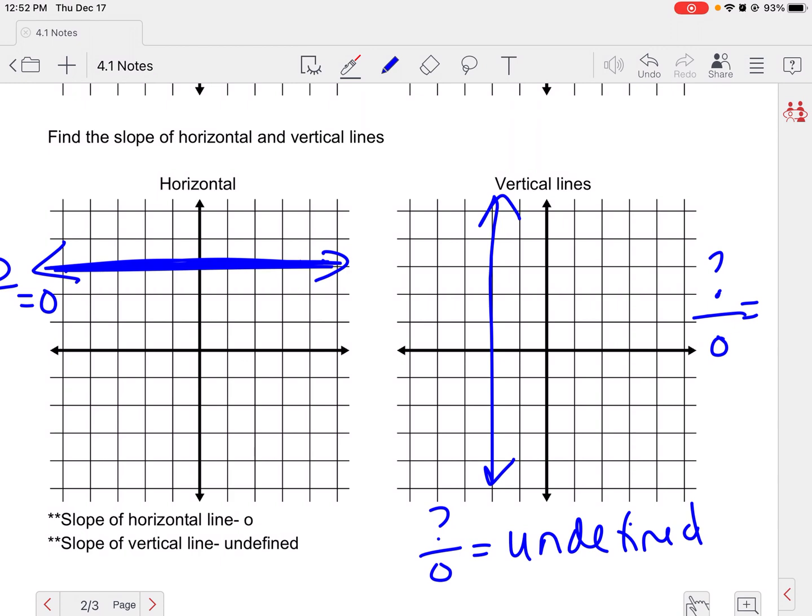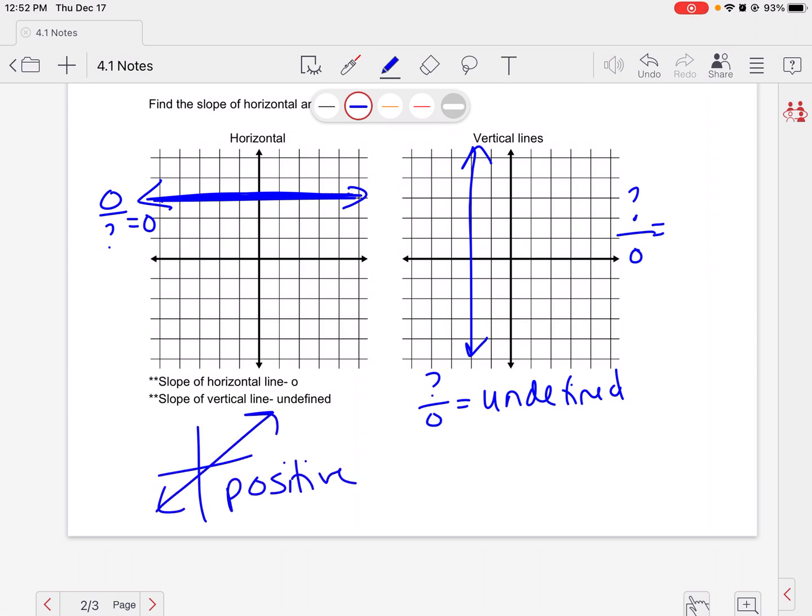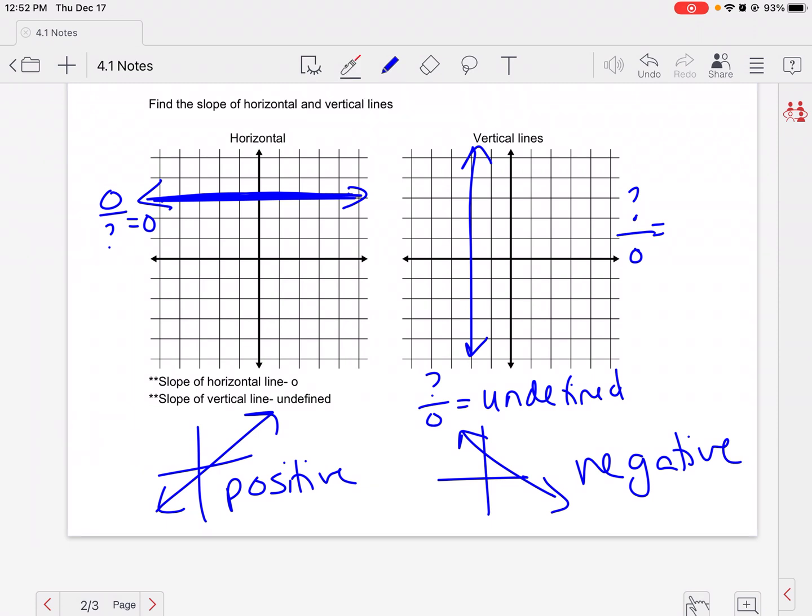Okay. And in general, if you're curious, a line that goes upwards like this will always be a positive slope. Okay. And a line going downwards like this will be a negative slope. Okay. So if you see a line going this way and you get a negative number, something probably went wrong. If you see a slope going downward like this and you get a positive number, you probably did something wrong on the slope.